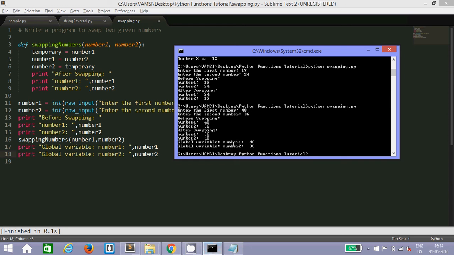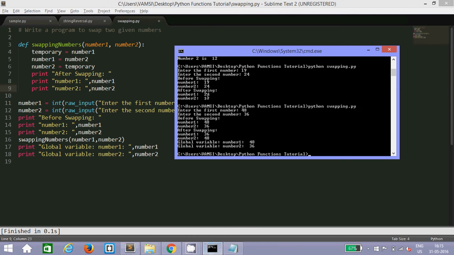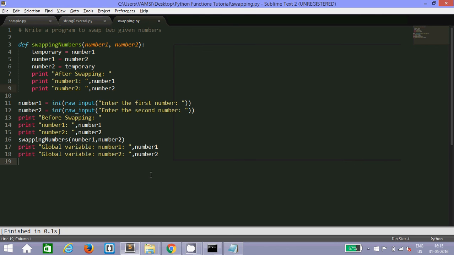Oh, what has happened? We see that the values of number one and number two haven't changed. That is, when we check it over here, before swapping, the numbers were the same as our input, and after swapping, the numbers were interchanged. And when we are trying to print the global variables, we see the numbers same as our input. I mean to say that the values haven't been changed.